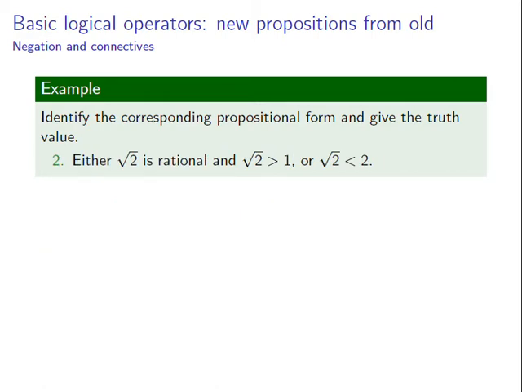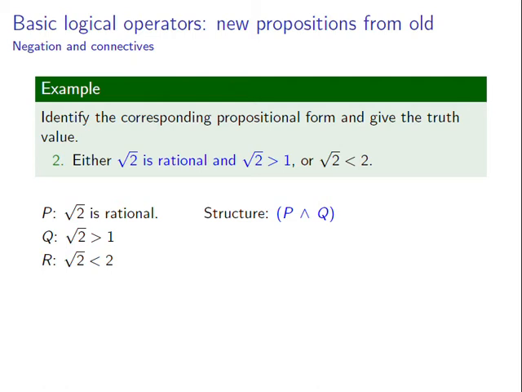Next, we have the sentence: either the square root of 2 is rational and the square root of 2 is greater than 1, or the square root of 2 is less than 2. We have the same propositions P, Q, and R as in the previous example. The first part of the sentence is the conjunction P and Q. We treat P and Q as a single statement and enclose it in parentheses because it is preceded by the word "either" and followed by the word "or," which signifies that it is the first statement in a disjunction. The second statement in the disjunction is the proposition R.